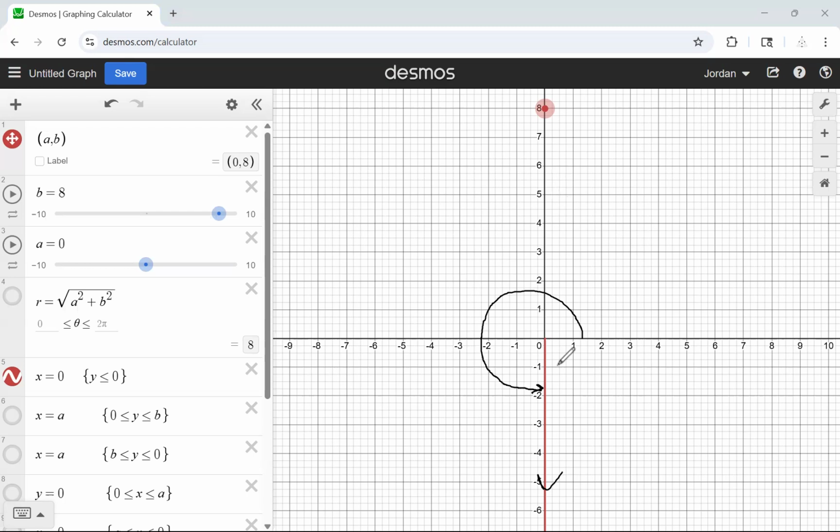So 3 pi over 2 goes, again, 3/4 of the way around in a circle. And normally with a positive r, I'll be moving down, but with a negative r, I'm moving in the opposite direction. So I'm moving back up. And that's why we end up at (0, 8).